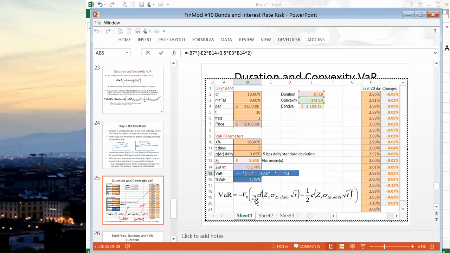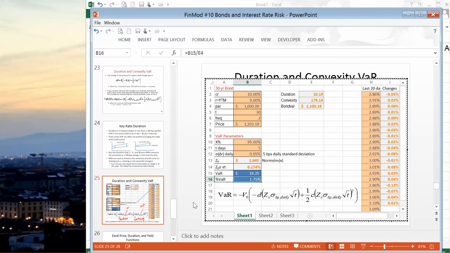Take initial value times minus duration times that 17 basis points plus 1/2 convexity times that 17 basis points squared. So our bond VaR, 95% 5-day VaR, is $19. So we're 95% confident we will not lose more than $19. And if I take that as a percentage of the initial bond value, we're 95% confident we will not lose 1.75% of our investment or more. But there is a 5% chance that we will lose this.